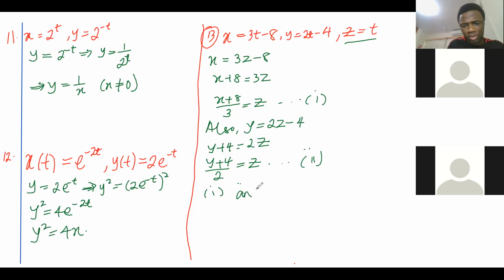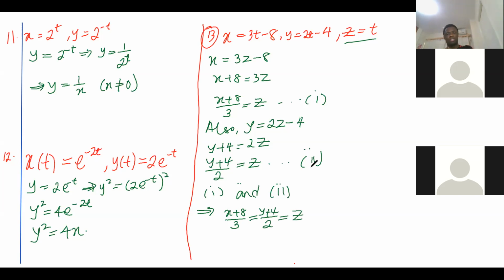So equations 1 and 2 imply that (x + 8)/3 = (y + 4)/2 = z, because we have to write it in terms of the 3. Okay? The only thing you could do is to try to eliminate the fraction.